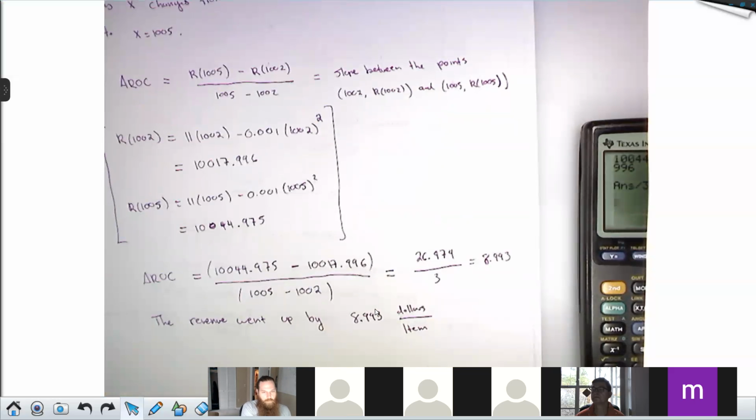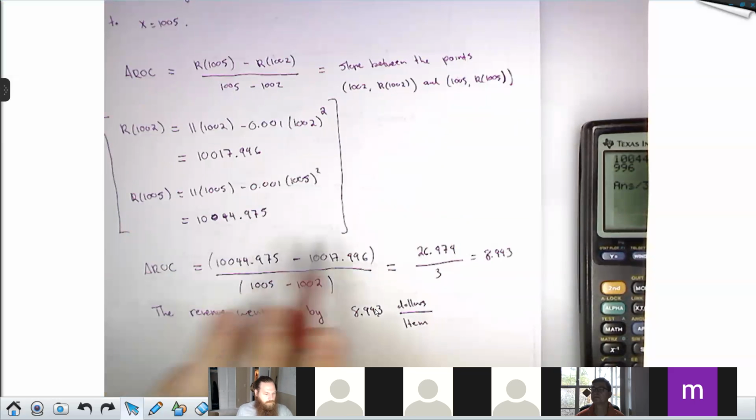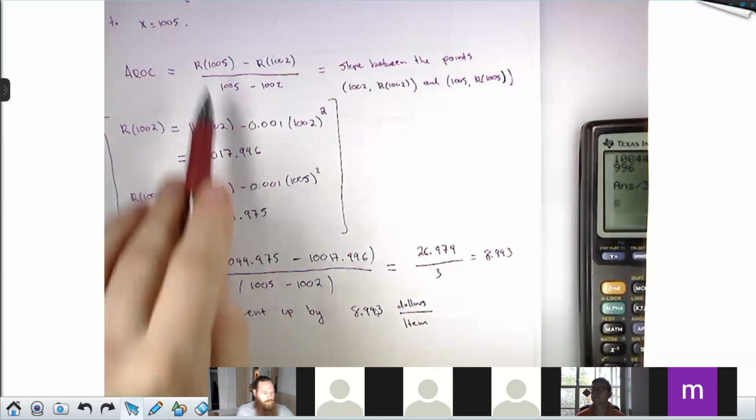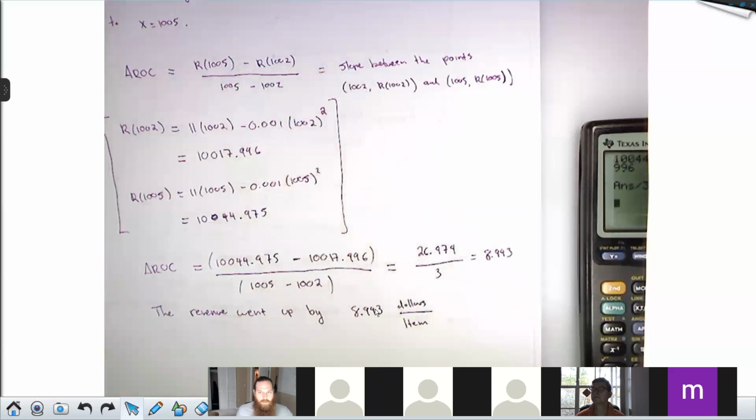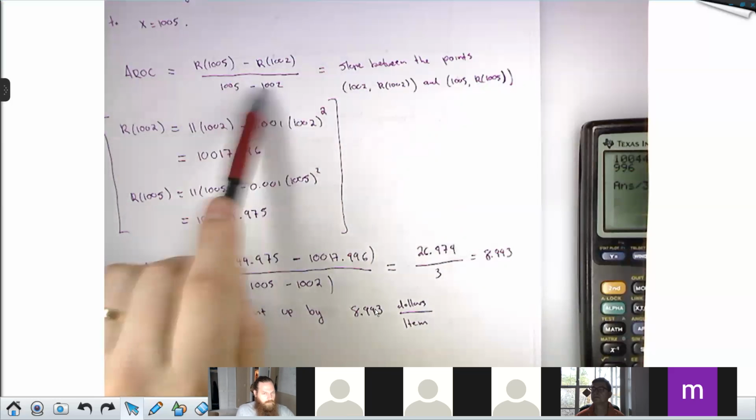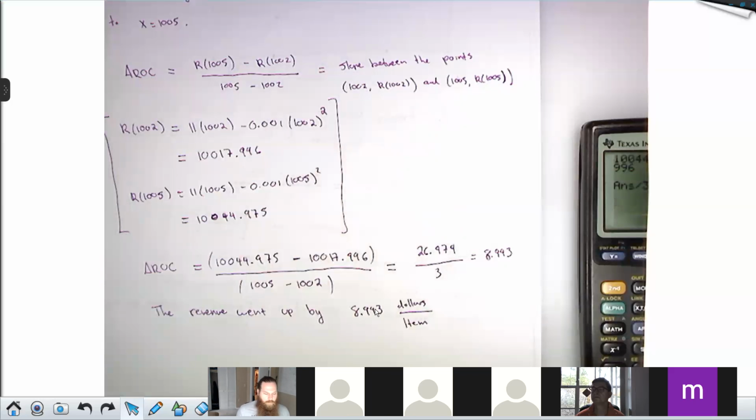Because remember, the things being measured here, the top, these are outputs from the revenue function. Revenue is the amount of money coming in, so that's being measured in dollars. And downstairs, the inputs are the number of items we're manufacturing. So we went from making 1002 items to making 1005 items. And overall, our revenue has increased. Our revenue has increased by $8.993 per item.